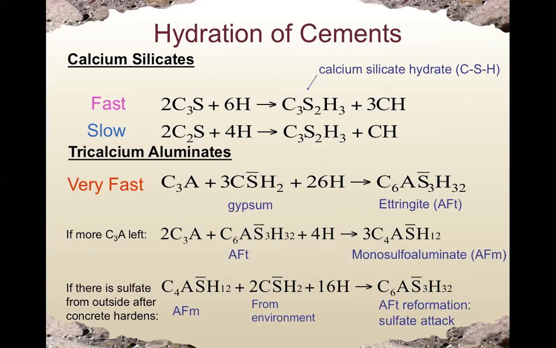And this is the chemical reaction we discussed last time. C3S and C2S will generate CSH, which is the strongest and most durable hydration product in concrete, and also calcium hydroxide, CH. For C3A, depending on the ratio of C3A and gypsum, you could have ettringite or monosulfoaluminate.